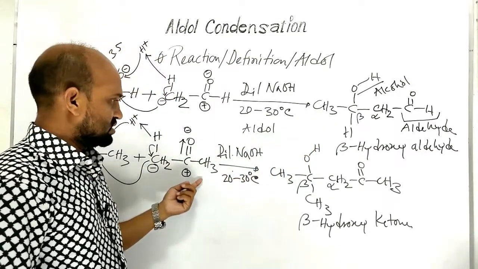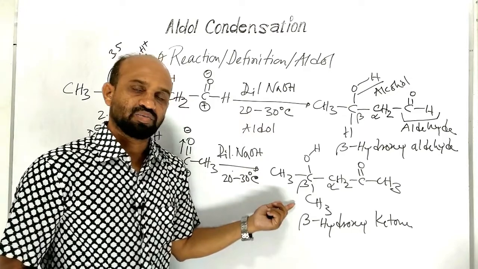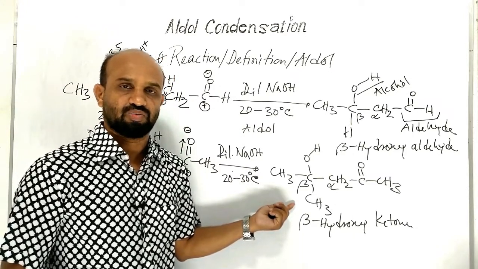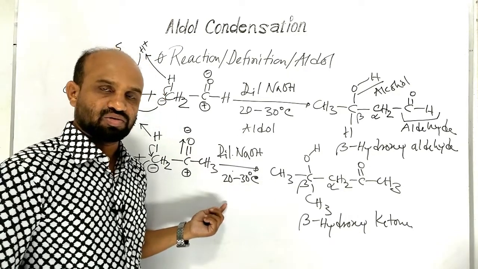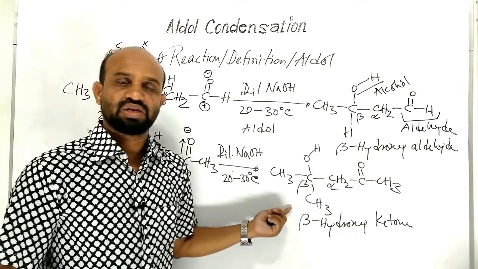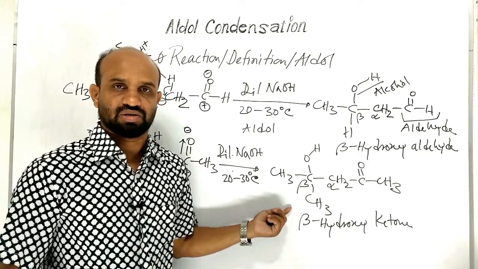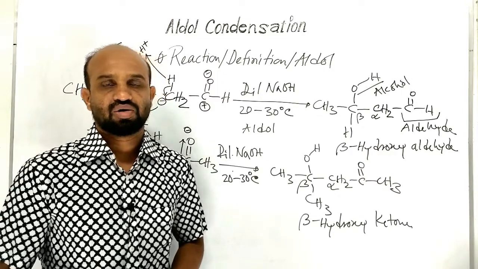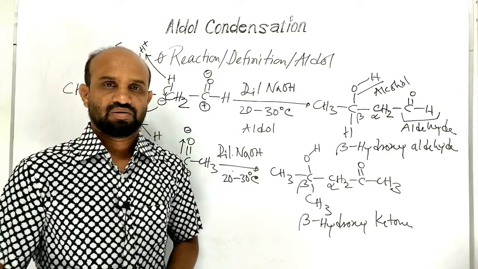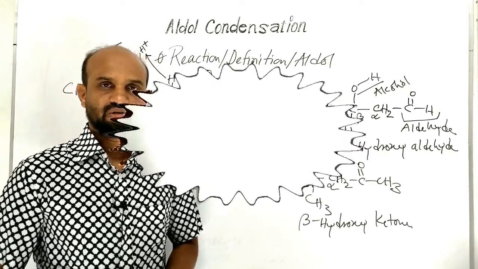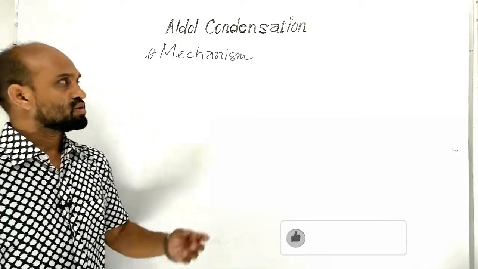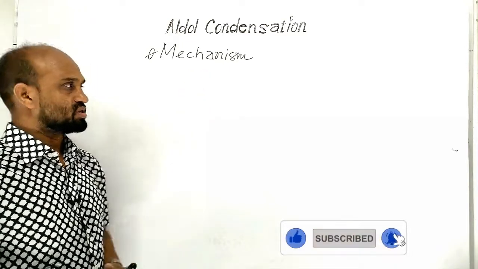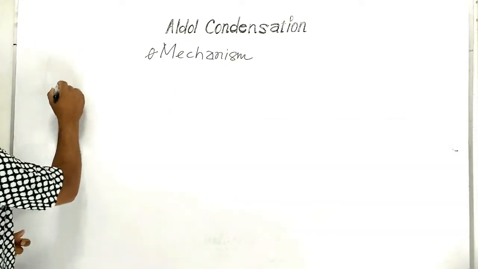Here in this case we get beta hydroxy ketone. Alpha hydrogen containing compound like acetone undergo similar aldol condensation reaction. That is why this reaction is called aldol condensation as well. Let's move on to the next point. Now the point is mechanism of aldol condensation. Let's see the mechanism. Step 1.